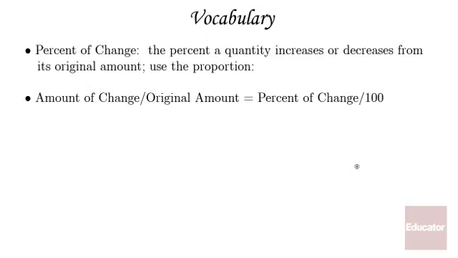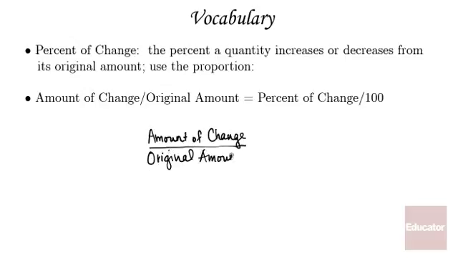You would use the proportion amount of change divided by original amount equals percent of change over 100. You might also see it as amount of change over original amount equals percent of change over 100. This is commonly represented by P.